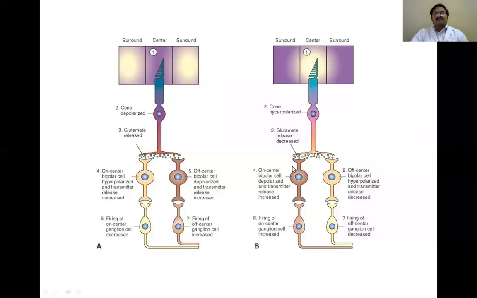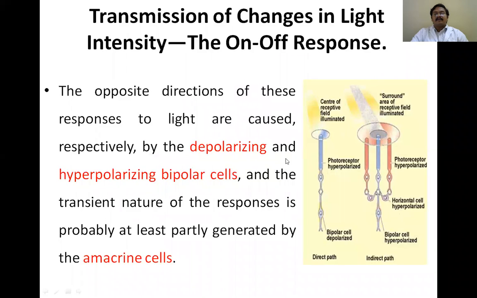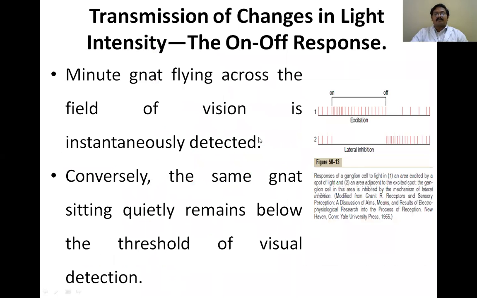These are the bipolar cells, on-center and off-center, with depolarizing and hyperpolarizing responses. Already we have seen the two different responses in bipolar cells, the depolarizing and the hyperpolarizing, the on-off response. The opposite direction of response to light is caused by the depolarizing and hyperpolarizing cells, and the transient nature of this response, properly generated by the amacrine cells, plays an important role in the on-off response.